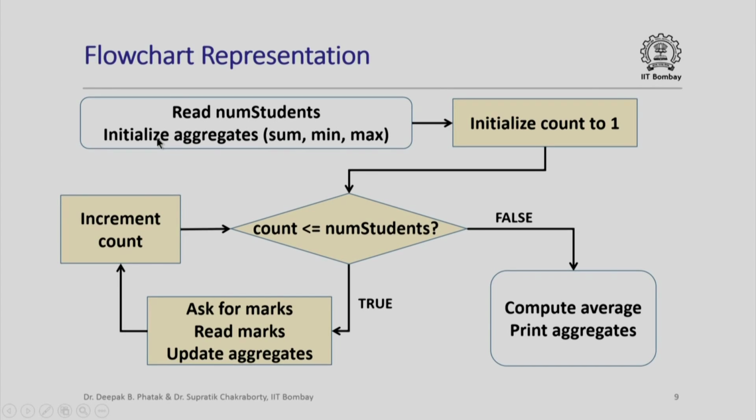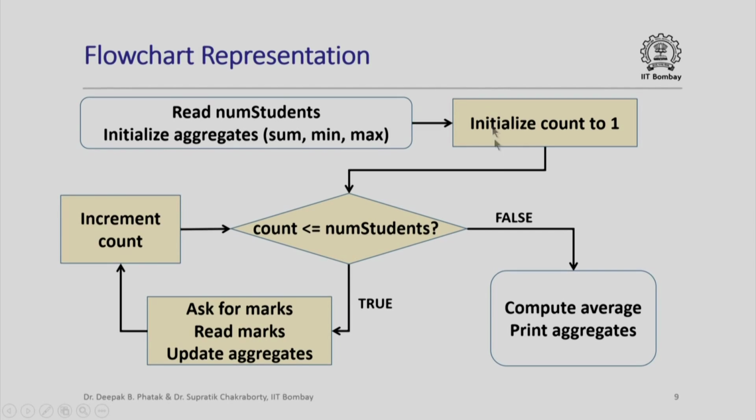We read the number of students, initialize the aggregates. Here the aggregates are sum, min and max. Then we initialize a counter to 1, check whether the value of this counter is less than or equal to the number of students. If so, we ask for the marks of the next student, read the marks, update the aggregates, then increment the count at the end of this iteration and then come and check again whether the count is less than or equal to the number of students. Keep doing this until count becomes greater than the number of students, in which case the condition evaluates to false and we come out and compute the average and print aggregates.